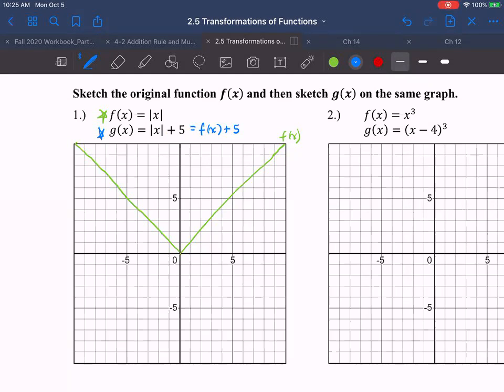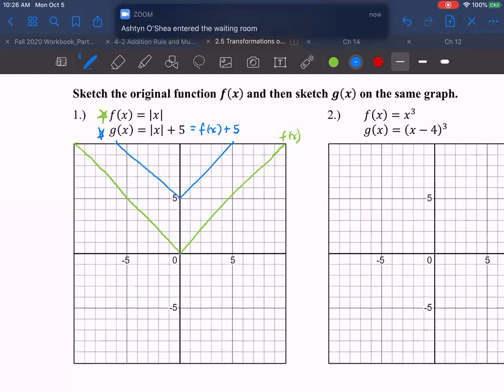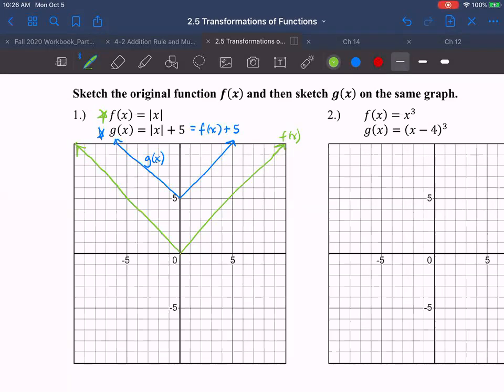And so when I do this, I have to then move this up vertically by 5. So that takes all of my points, moves them up by 5, right? Straight up by 5. And I'm going to just redraw that same V with the same slopes, shifted up by 5, just like that. And so that then is my g of x right there. So we had our f of x and our g of x. I should put some arrows on these. Okay. So then let me do this other one right here.